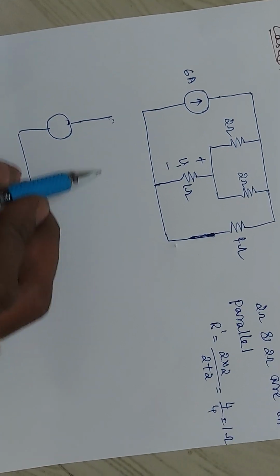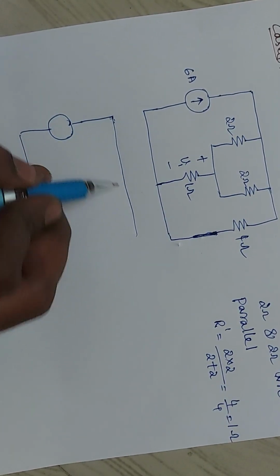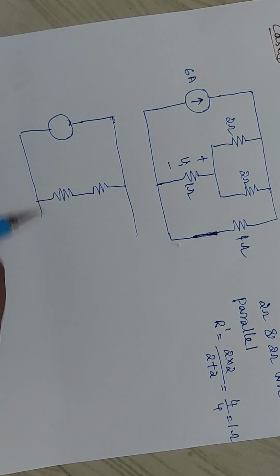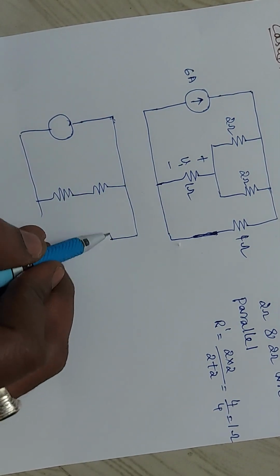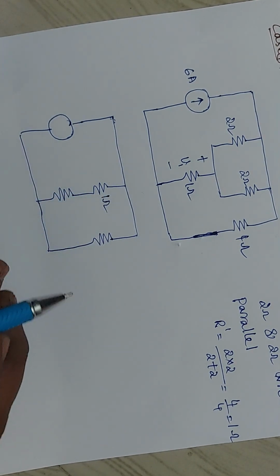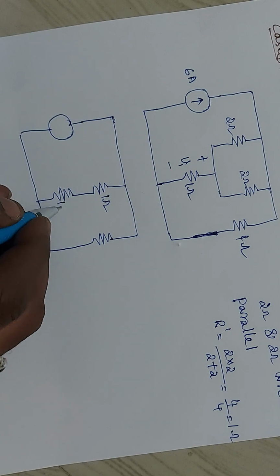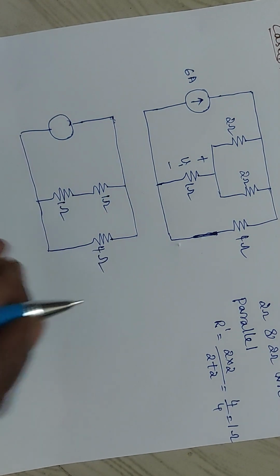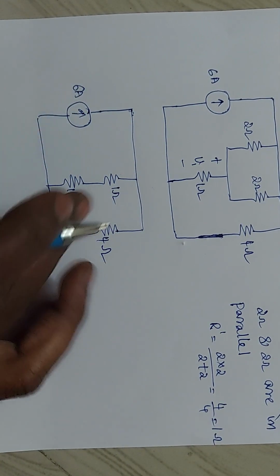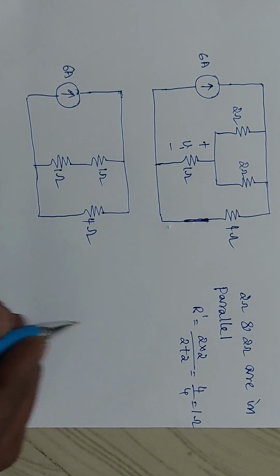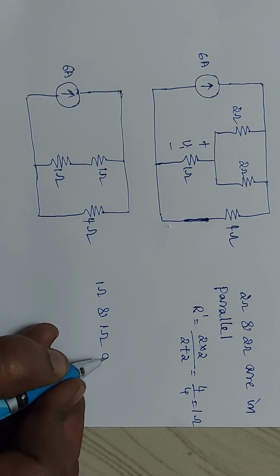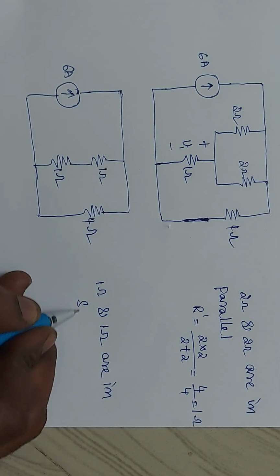A single resistance, and here one more resistance, here one more resistance. Now this is your 1 ohm and this is your 1 ohm and here 4 ohms. Now this 1 ohm and this 1 ohm are in series, along with this 6 amperes current source.